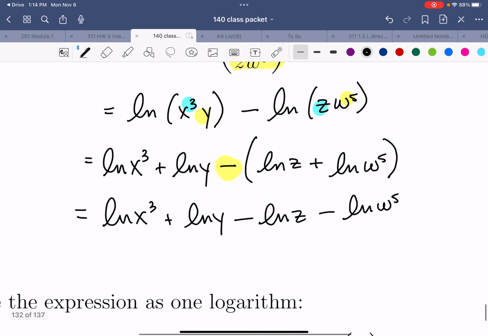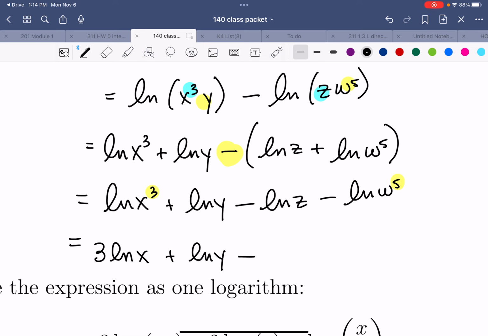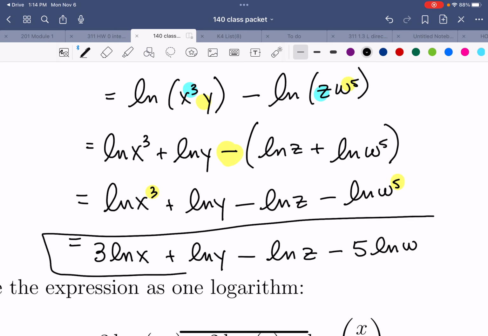And then the very last thing I do is take care of those powers. So I've got a 3 and a 5, and those are going to come down in front of each term. So it's going to be 3 ln x plus ln y minus ln z minus 5 ln w. And that's what I want.